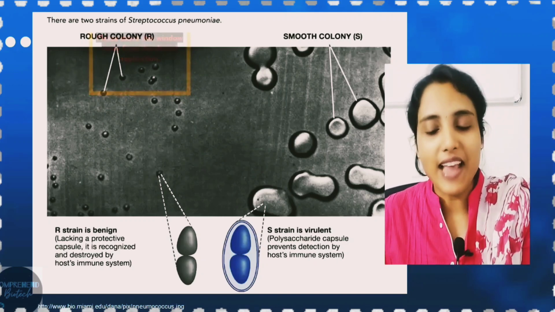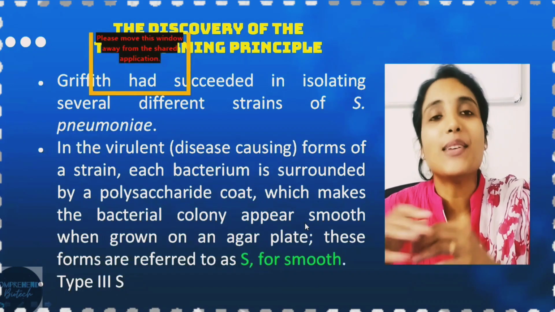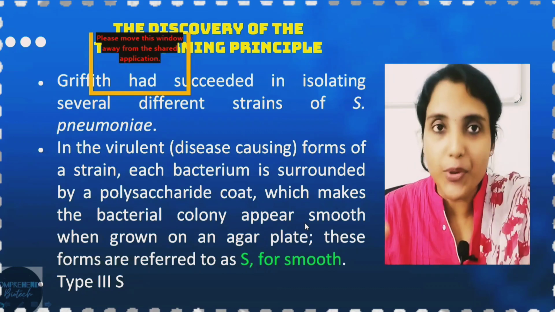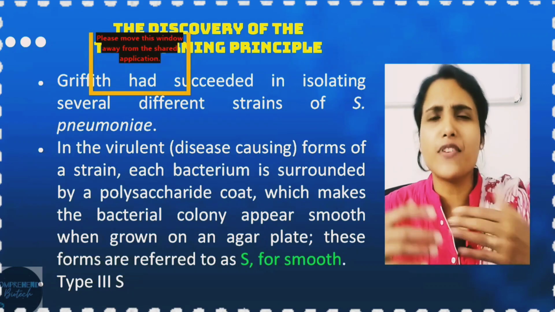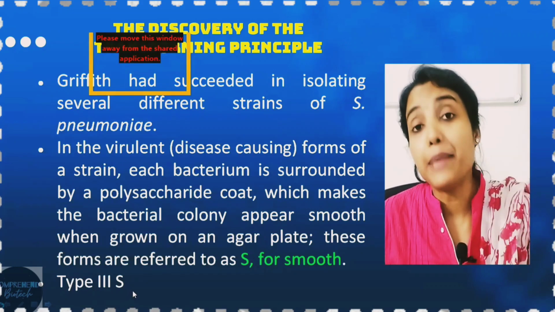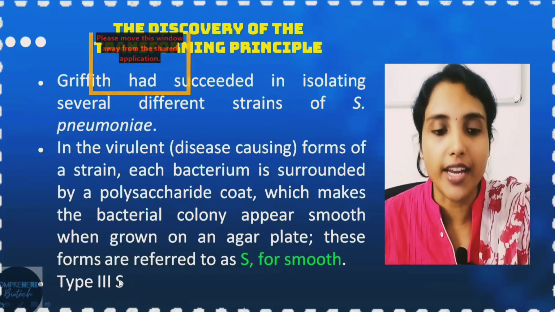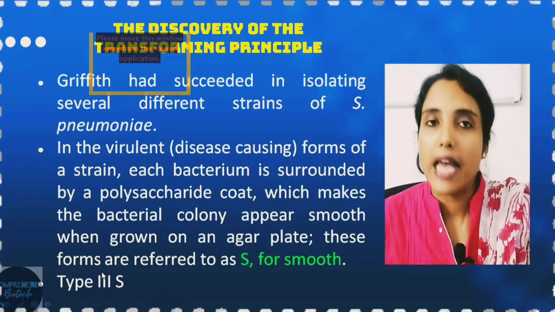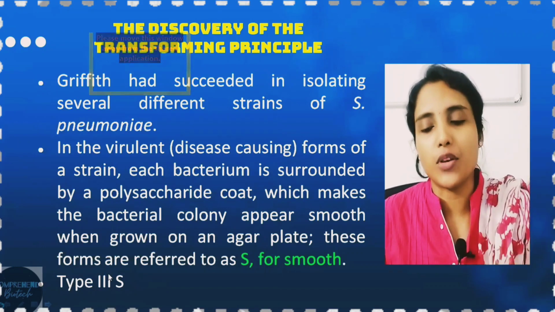So what did he actually do? As I mentioned, he was working on Streptococcus pneumoniae and he had isolated different types of strains. One of the strains was type 3S. That means it was a smooth strain, S strain, and it was type 3. He just gave it different names, okay, type 3.